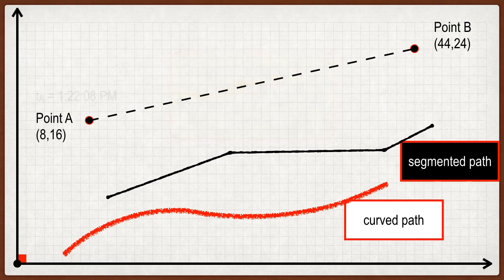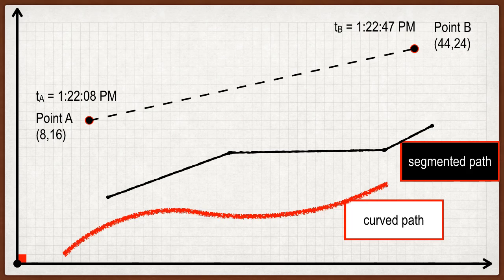So for instance, 1:22 p.m., 1:22 and 8 seconds, for instance, T subscript A. That's the clock reading as it passes point A. And then let's say that the clock reading is 1:22:47, 1:22 p.m. and 47 seconds. Let's just write those down. Let's say that that's T subscript B, the time that it reaches point B.